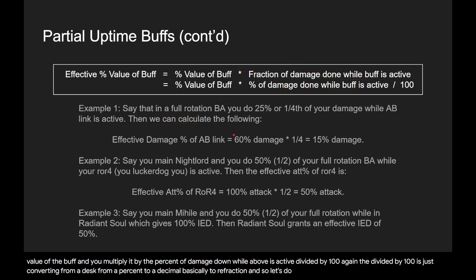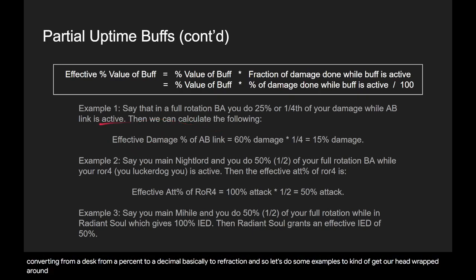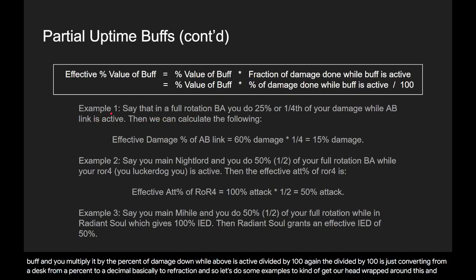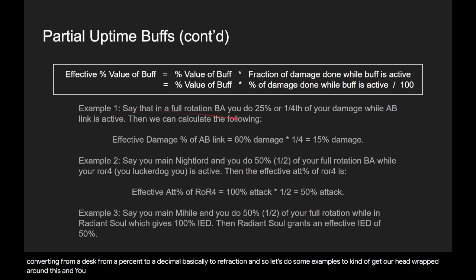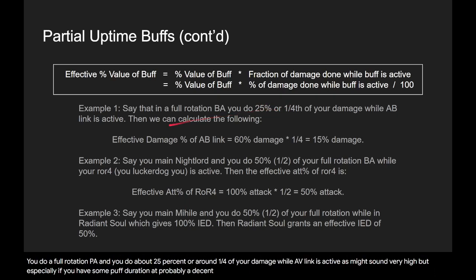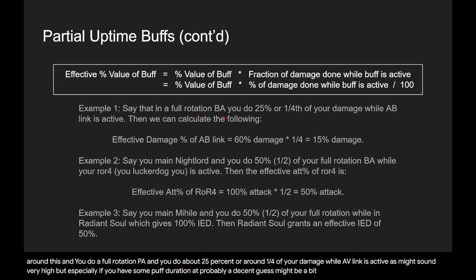So let's do some examples to get our heads wrapped around this. For example 1, let's say you do a full rotation and you do about 25%, or around 1/4, of your damage while AB Link is active. This might sound very high, but especially if you have some buff duration, it's probably a decent guess. Might be a bit lower, but it's a decent guess.